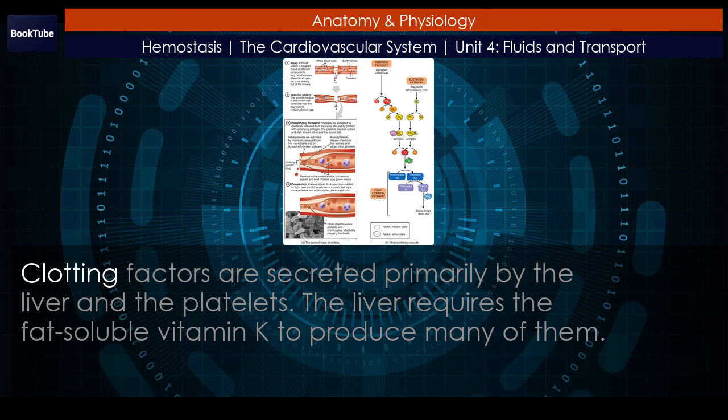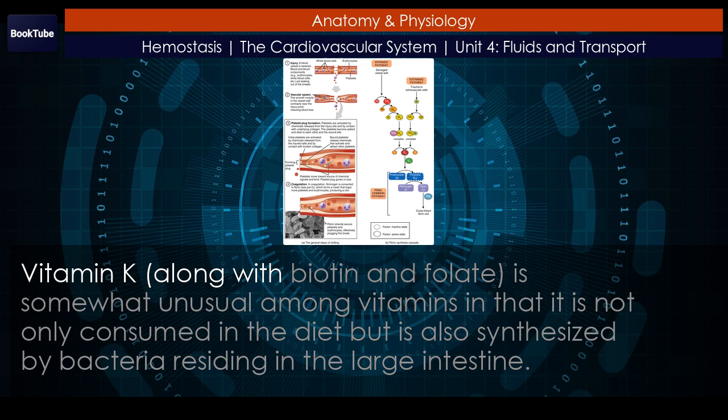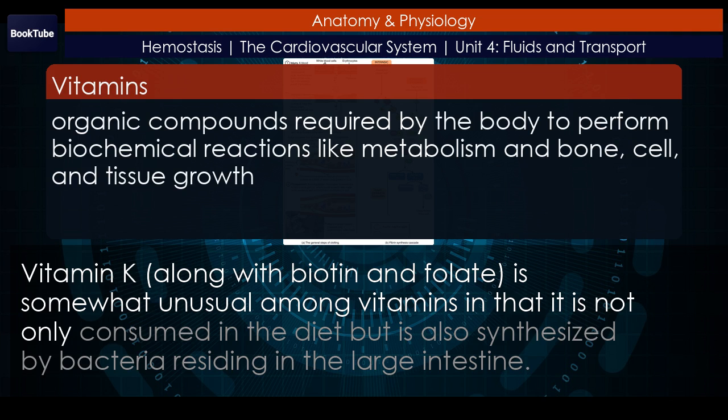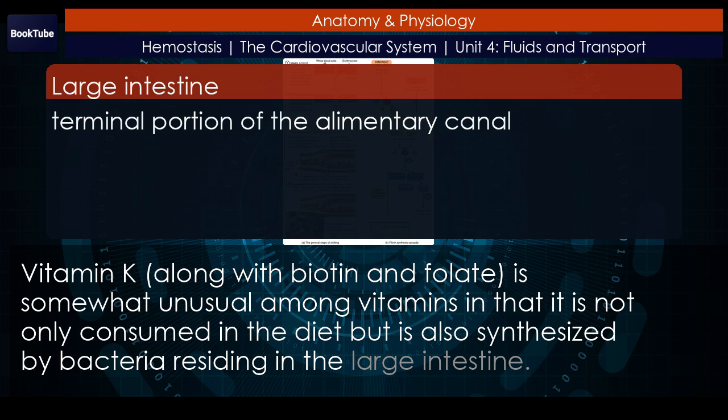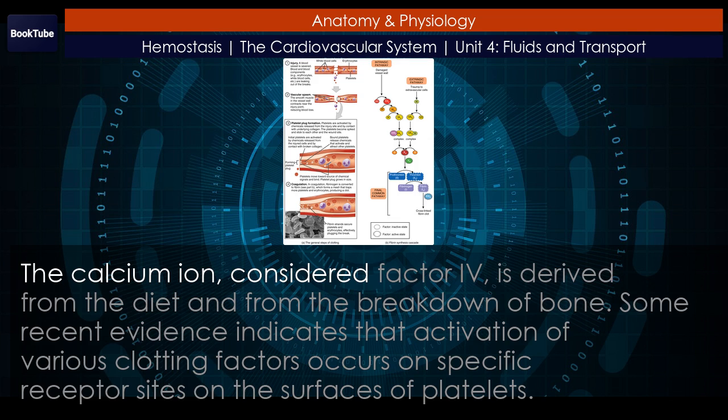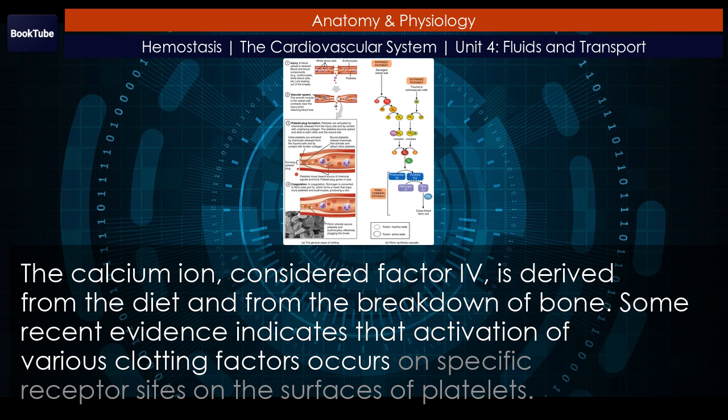Table 1. Clotting factors are secreted primarily by the liver and the platelets. The liver requires the fat-soluble vitamin K to produce many of them. Vitamin K, along with biotin and folate, is somewhat unusual among vitamins in that it is not only consumed in the diet but is also synthesized by bacteria residing in the large intestine. The calcium ion, considered factor IV, is derived from the diet and from the breakdown of bone. Some recent evidence indicates that activation of various clotting factors occurs on specific receptor sites on the surfaces of platelets.